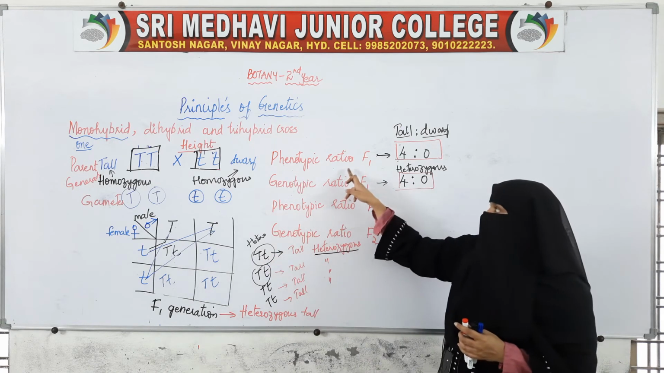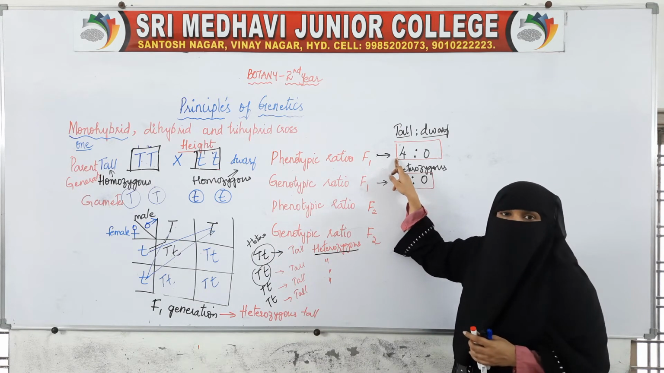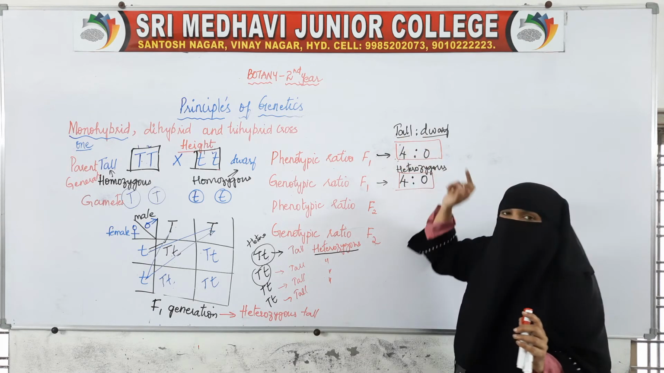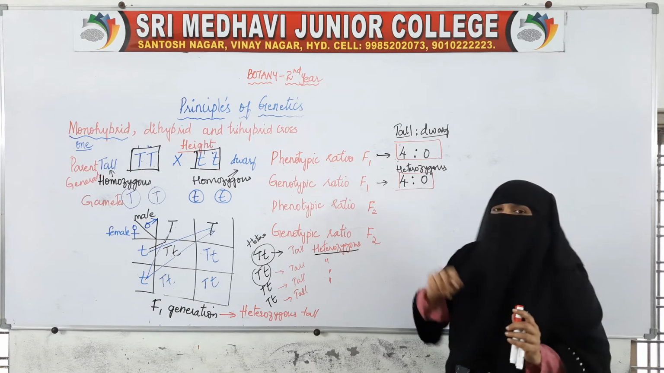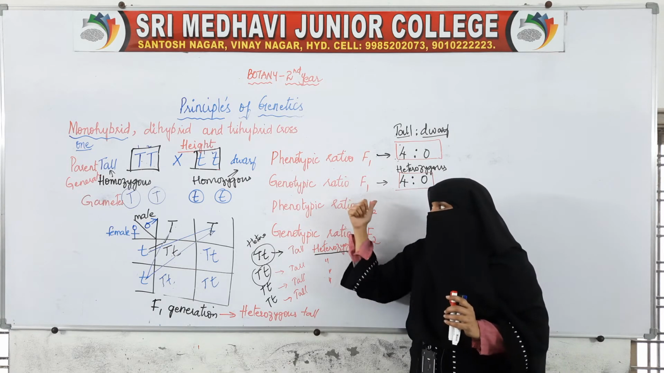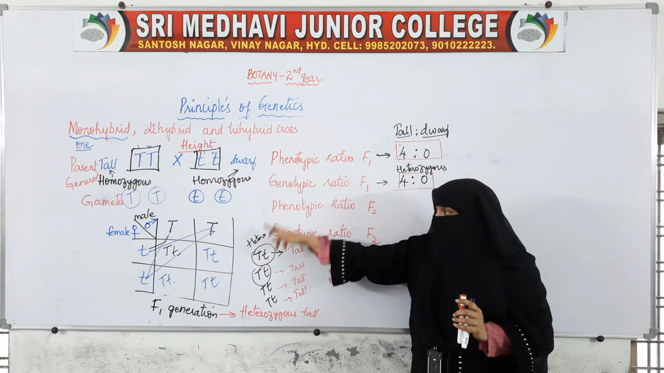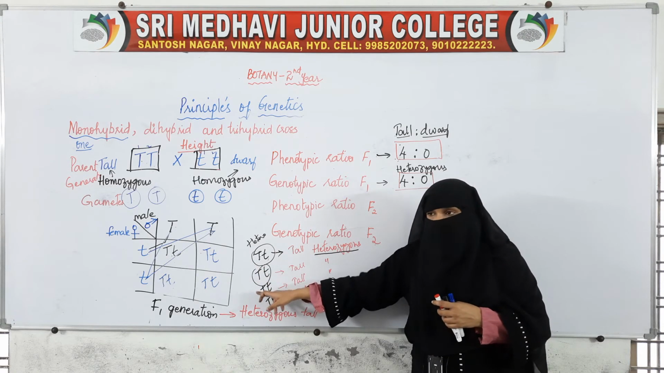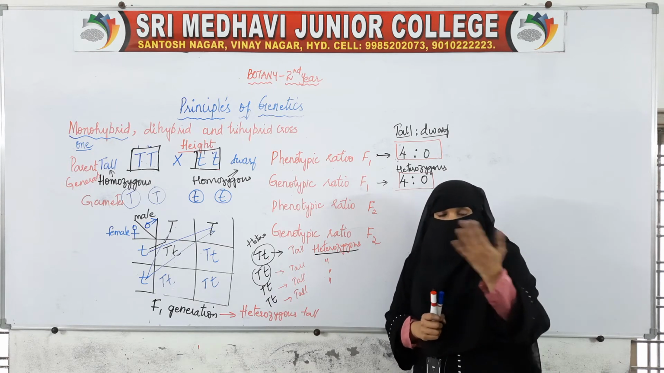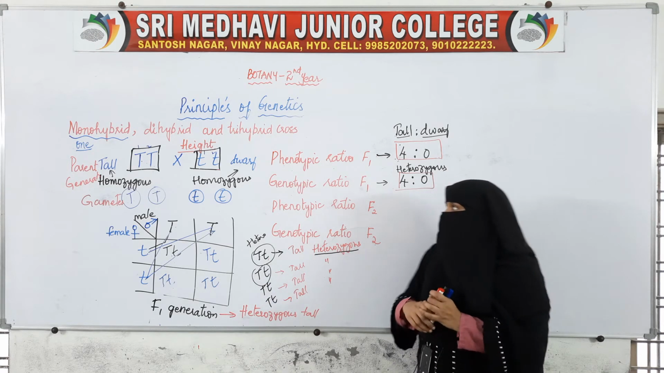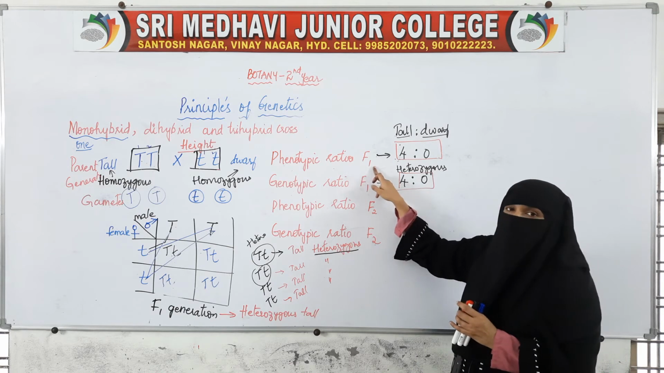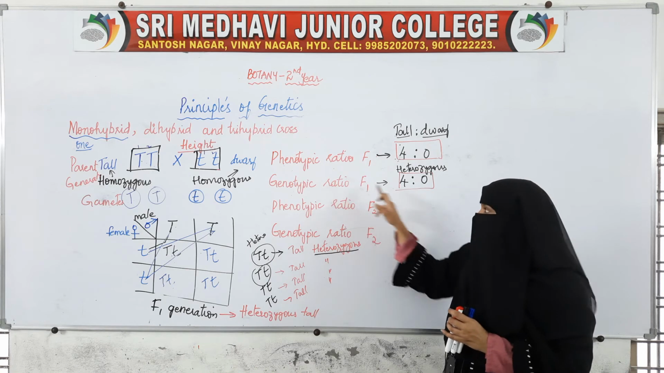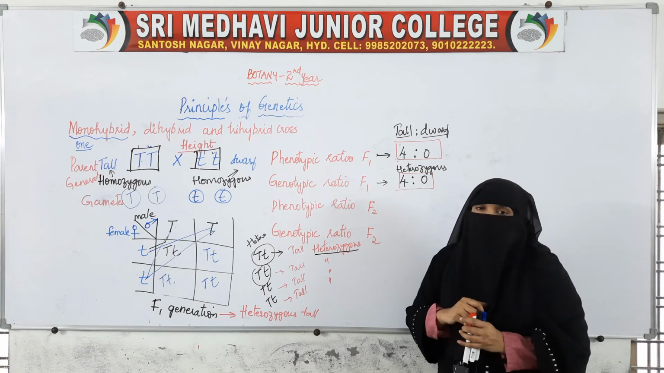So that is the first law. All of them are tall. There is no recessive expressed. All of them are tall and all of them are heterozygous. So this is what the first law states. Now when we plot this monohybrid Punnett square for the monohybrid cross, the phenotypic ratio in the F1 generation is 4:0. The genotypic ratio of the first generation is 4:0.